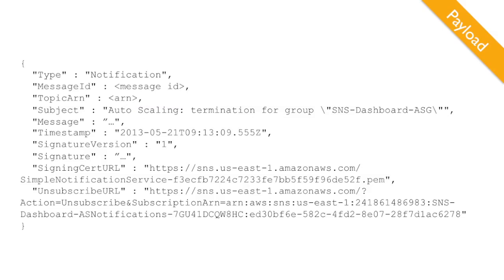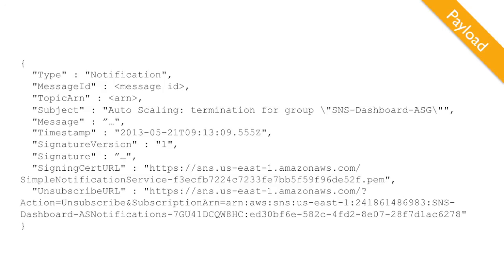Now the payload that's produced out of these events is JSON, and here I've truncated some of it, but to give you an idea: we have a message type, and messages have IDs. It is being published to the topic ARN that we chose before, and has a subject that's generated. In this case, the subject is an auto-scaling termination for a group, my SNS dashboard auto-scaling group. There are timestamps, signatures, versions, and URLs and so on for unsubscribing, because these could be sent via email, in which case people can unsubscribe from these notifications too.